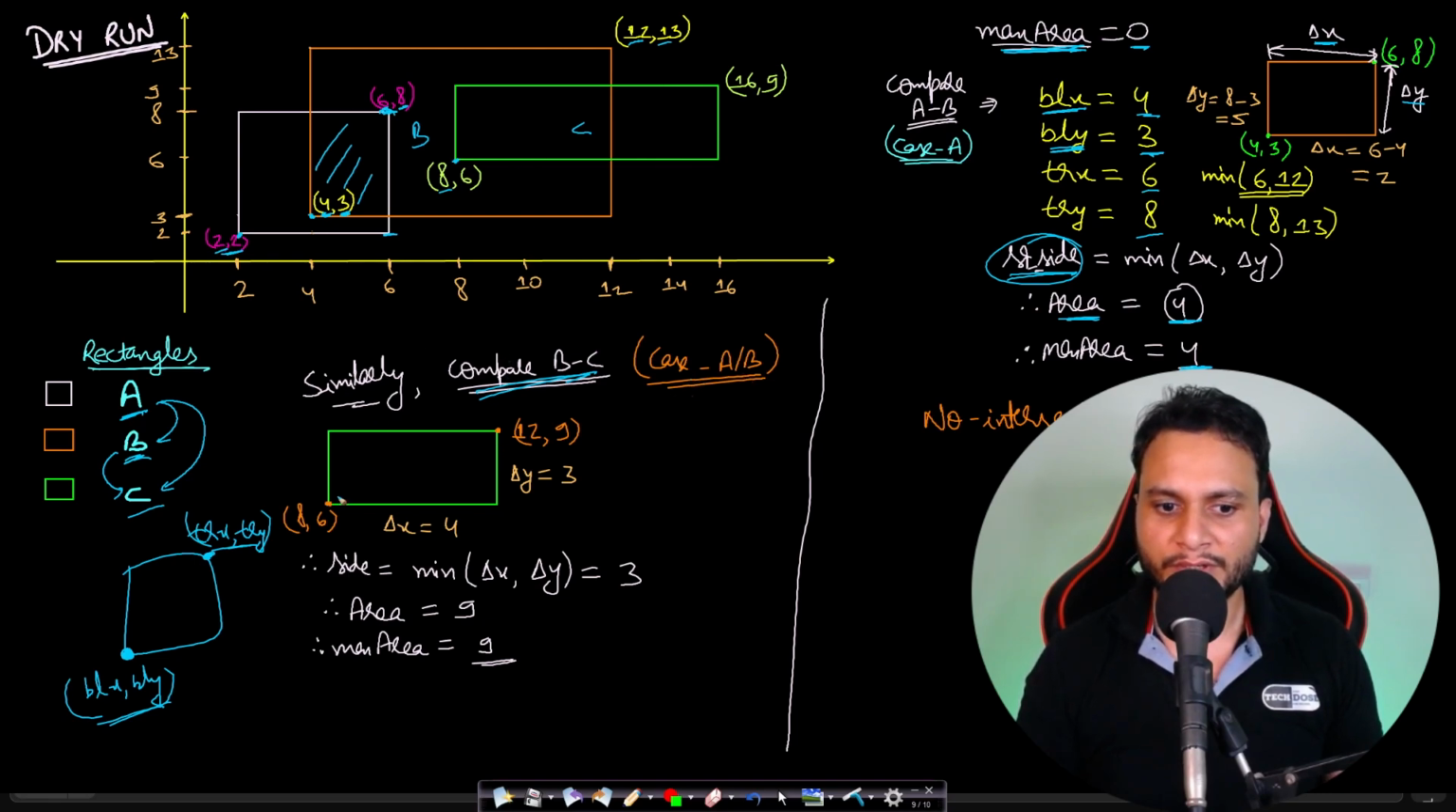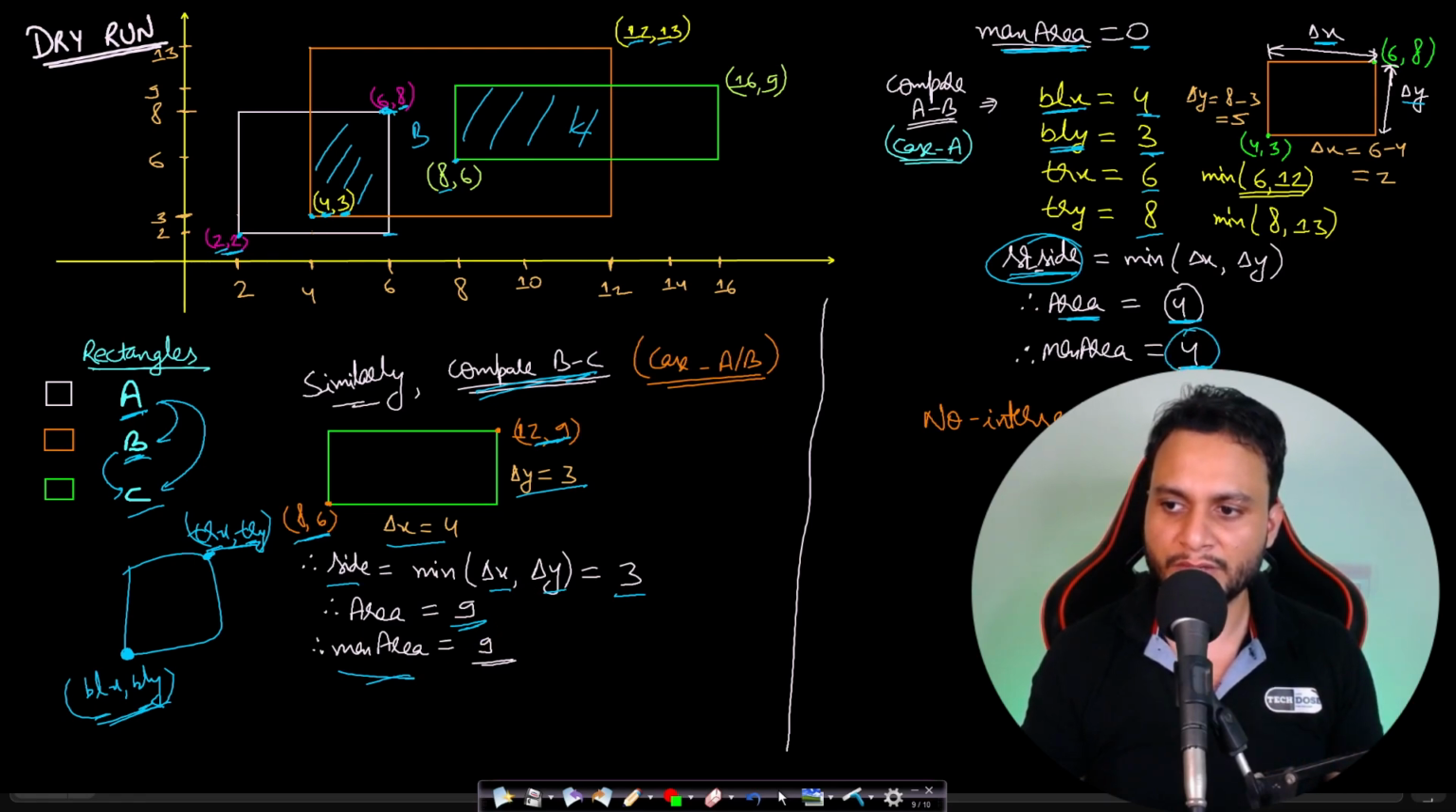Once you check it out, you can follow the previous process of finding bottom left x, bottom left y, top right x and top right y, and you will get these coordinates. Again you have to find delta x and delta y. Take the minimum of delta x, delta y to be the square side. Just square it up to get the area, that is this area, and simply you just have to compare if you have improved the max area.